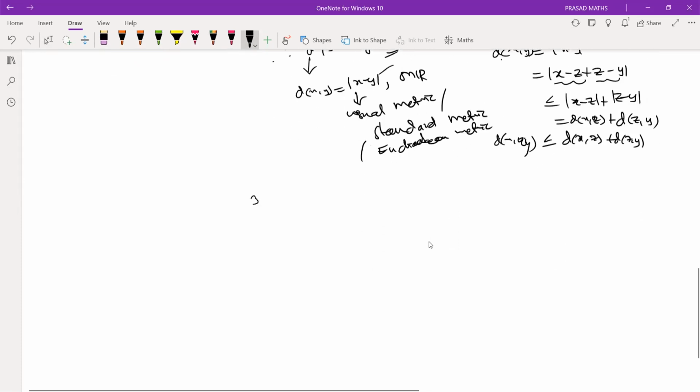Suppose, third example, if I take mod of x minus 2y, whenever x comma y are real numbers, is it a metric? Put it in the chat box. Is it a metric? No, sir.